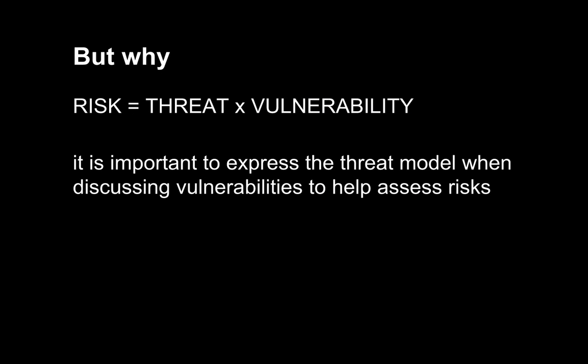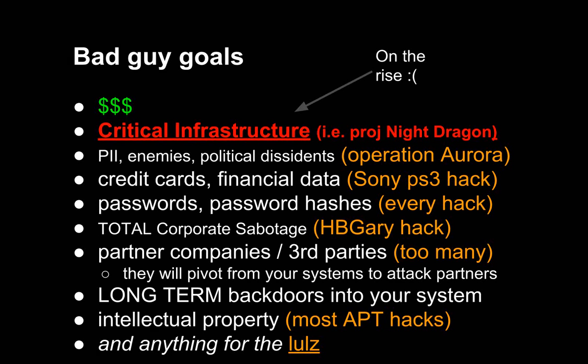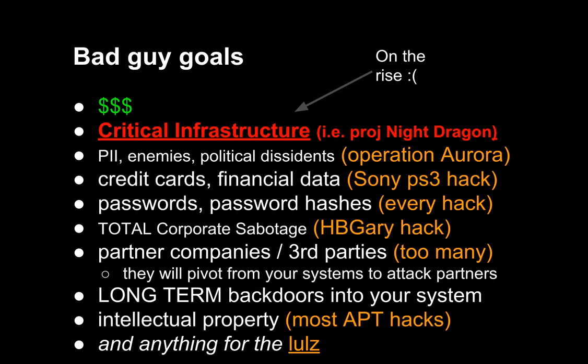So it's important to keep in mind the threat model because risk at the end of the day is ultimately what you are assessing, and it is a function of the threat model that you face and your attack surface and vulnerabilities. So the goals of the bad guys to keep in mind are money, credit cards, financial data, personally identifiable information, perhaps of your enemies or political dissidents.